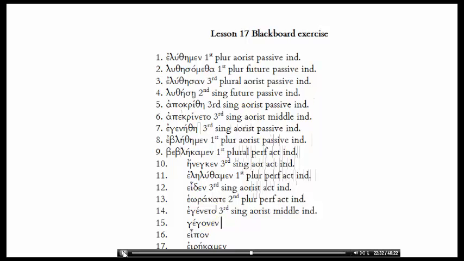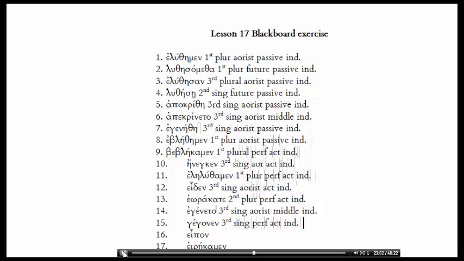The N there suggests what? This is a perfect. Not only a perfect, but a third singular. So third singular, perfect, active, indicative. Did I say that there were no active forms? There are in the perfect. That's the only place you really see them. All right.